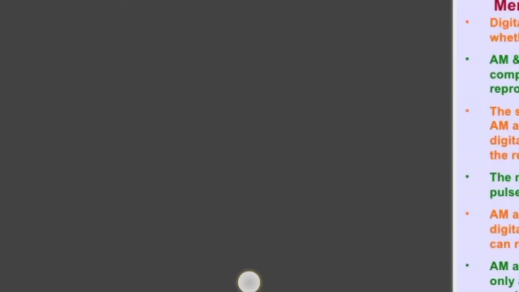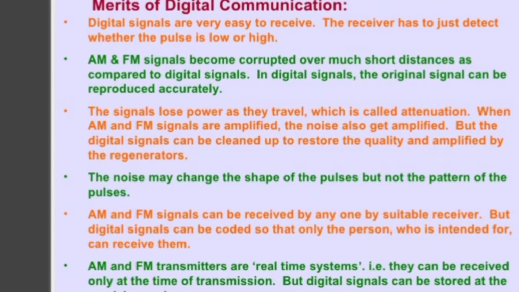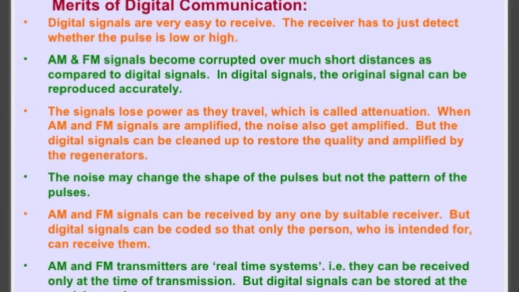What are the merits and demerits? The digital communication system has more merits. The signals are very easy to receive because the digital receiver just has to detect whether the pulse is low or high, and hence it gives the audio. FM and AM signals become corrupted over much shorter distances as compared to digital signals. Digital signals give clear voice, and hence we are obtaining good quality images and audio nowadays, as digital techniques are employed for movies and OTT platforms.